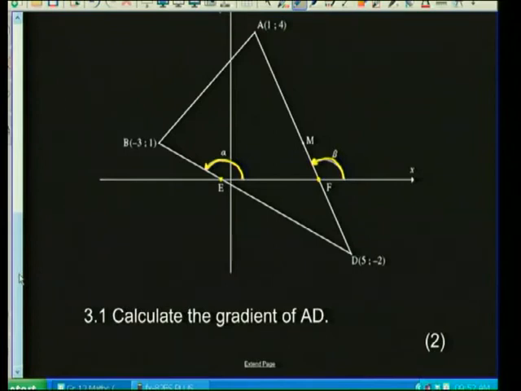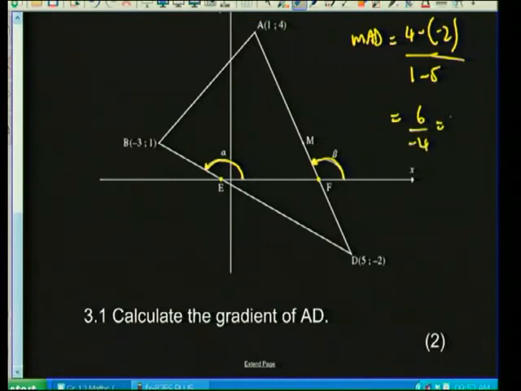If you don't mind, I'm going to write my answer somewhere on the screen, because when I go down, I keep losing the coordinates. So I'm looking at the gradient of AD, and so I know I'm going to see the change in y, which is going to be y1 minus the other y value, all over the change in x, which then is going to be 1 minus 5. Okay, 4 minus negative 2 is going to give me 6 over negative 4. And please always go simplify. That is negative 3 over 2.